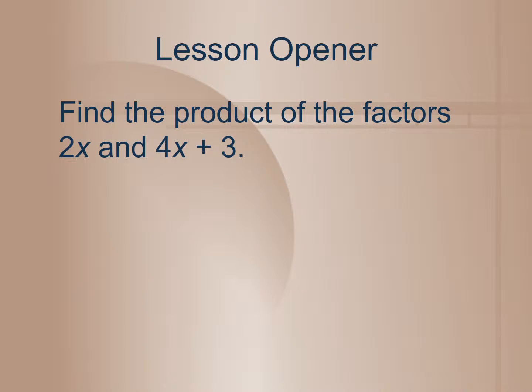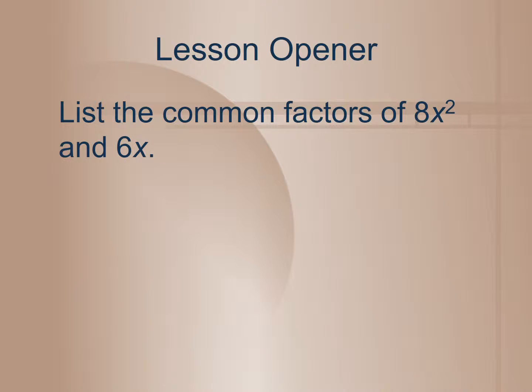All right, let's find the product of the factors 2x and 4x plus 3. To multiply 2x and 4x plus 3, we have to distribute. So the 2x times the 4x becomes 8x squared, and then the 2x times the 3 becomes 6x. All right, let's list the common factors of 8x squared and 6x. We have 2 as a common factor, and we have x as a common factor.